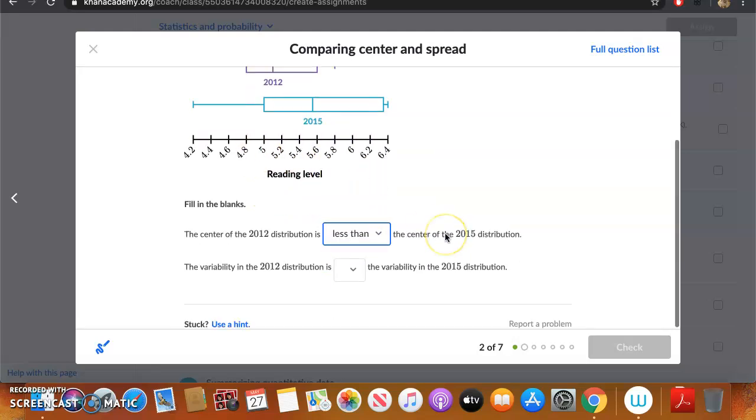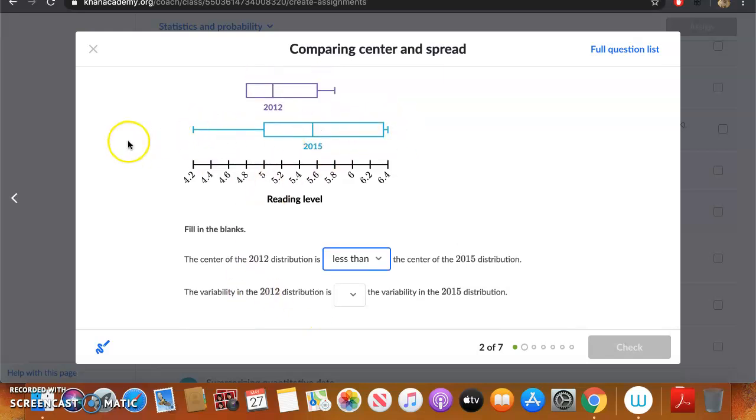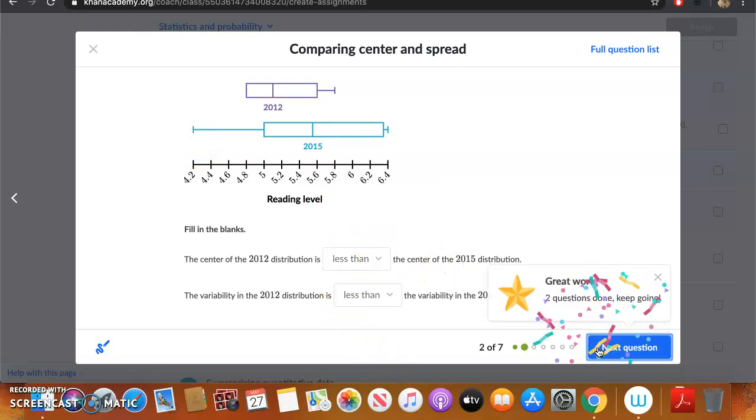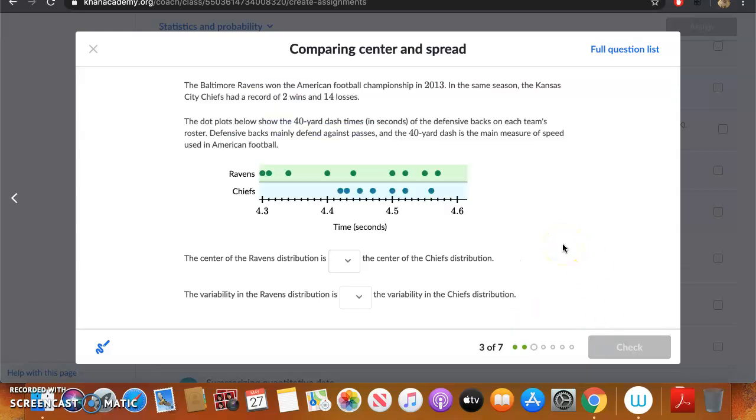All right. And the variability, well, we can tell right off the bat, the variability of the 2012 is actually less than the variability of the 2015. All right, so I think it's both going to be less. Yes. Okay. Let's do another one.